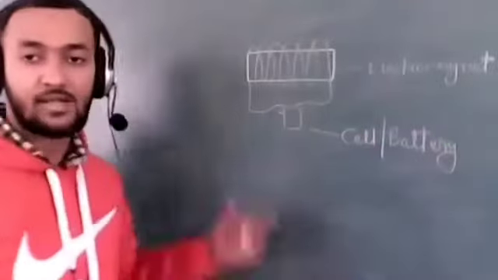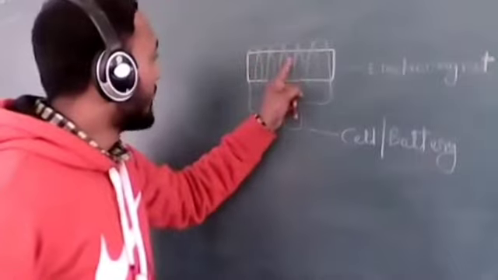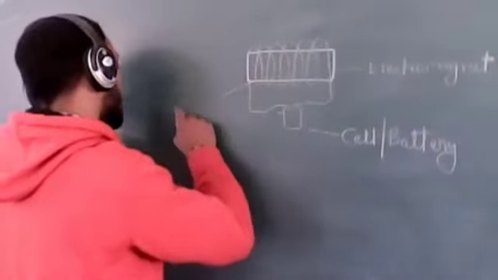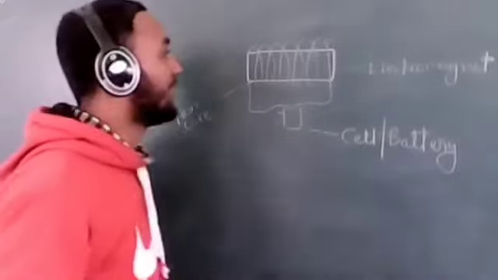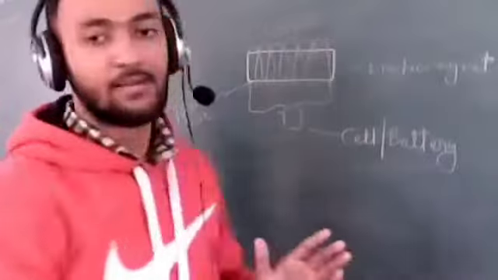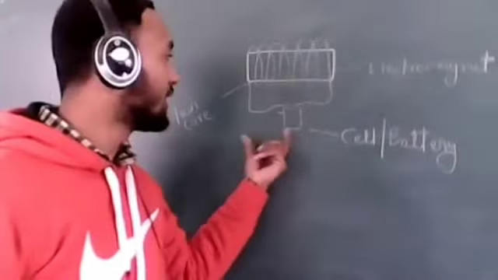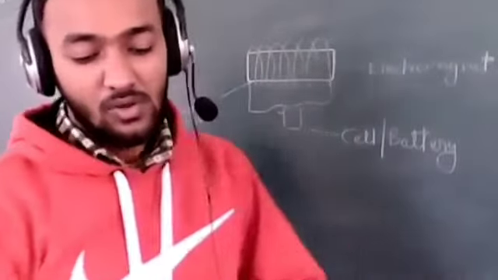As the current flows inside the wires, what happens? This iron core inside the solenoid behaves like a magnet, and this is called electromagnet because the magnetic property is due to the electricity, or due to the current flowing in the wires. Okay.